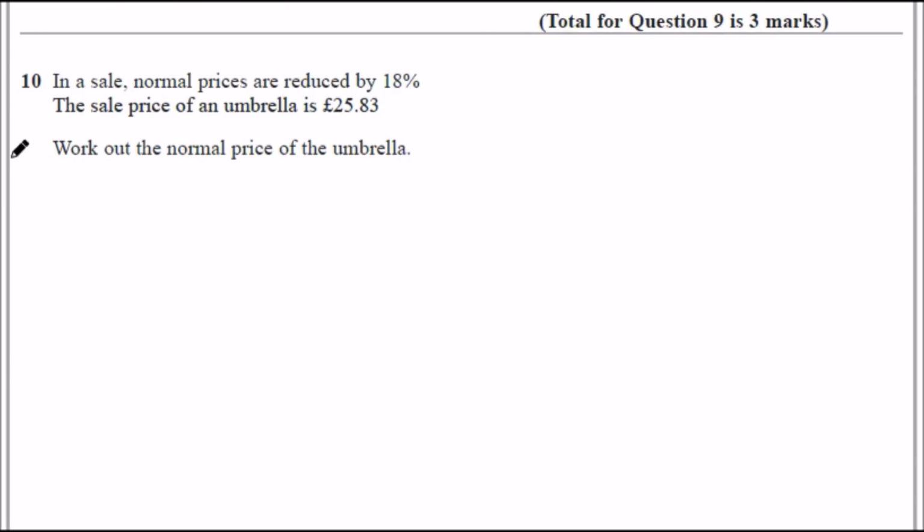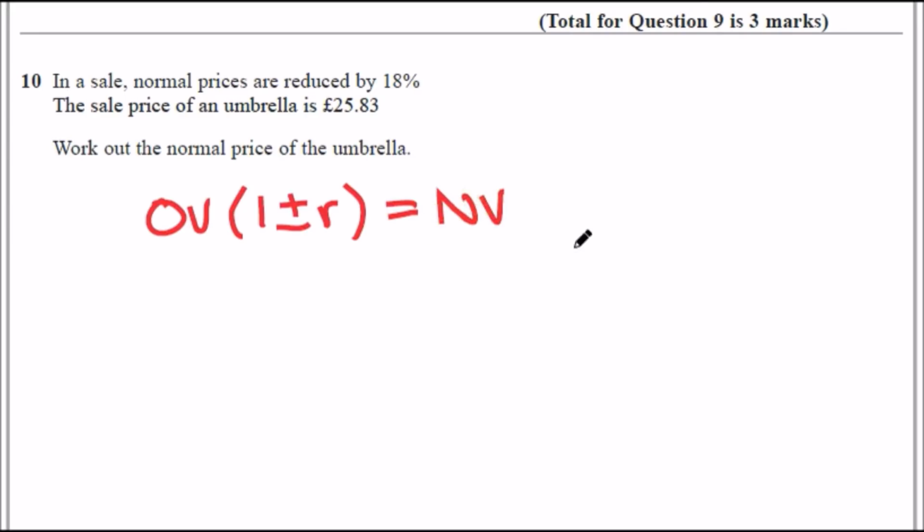Number 10. In a sale, normal prices are reduced by 18%. The sale price of an umbrella was this value. Work out its normal price. This is easy. We always start like this. We always consider this very simple formula, which is the old value, which always either increases or decreases by a fixed rate, and this will give us the new value. This is how systems work.